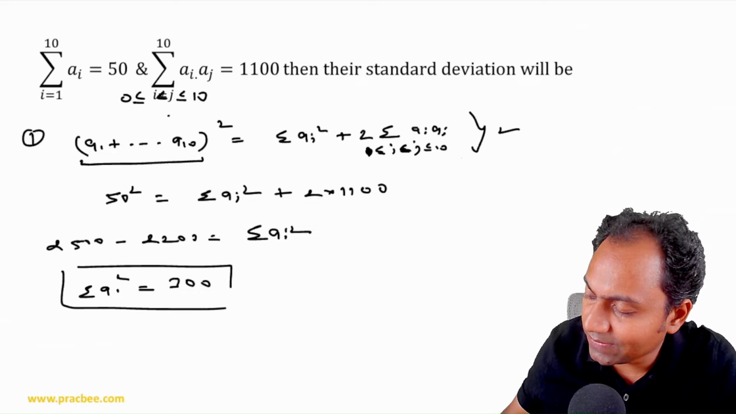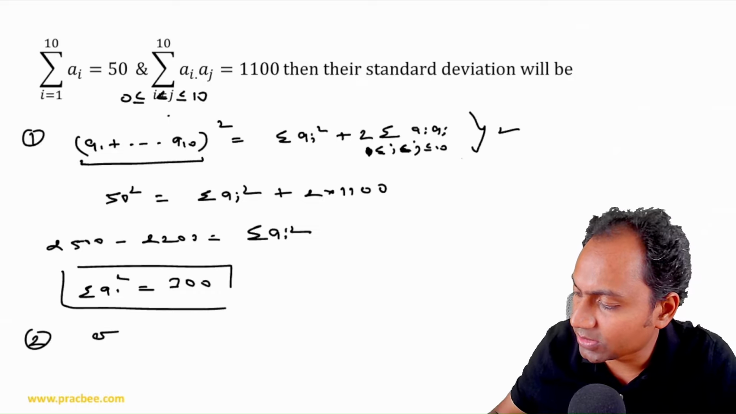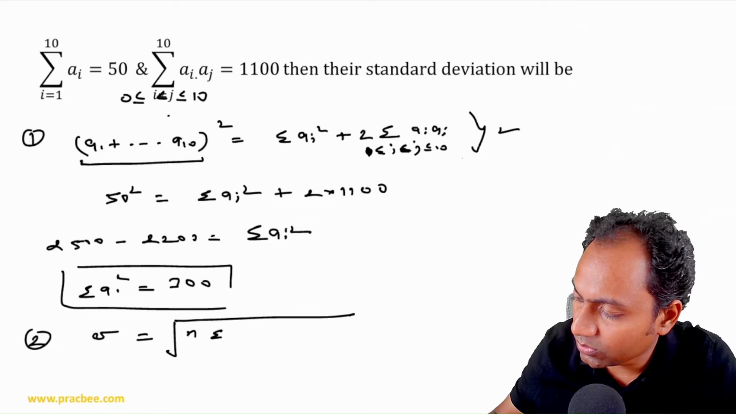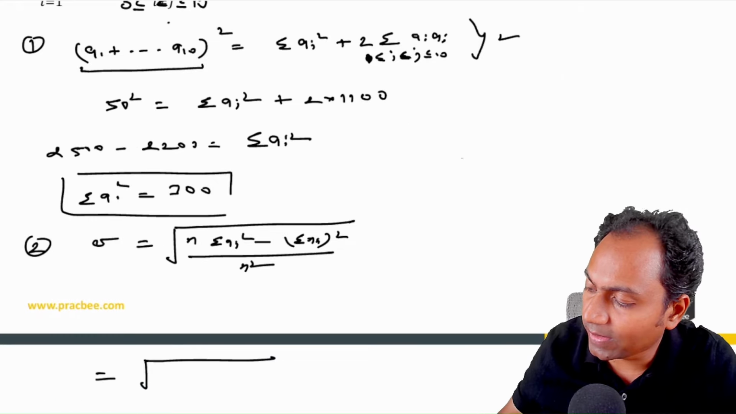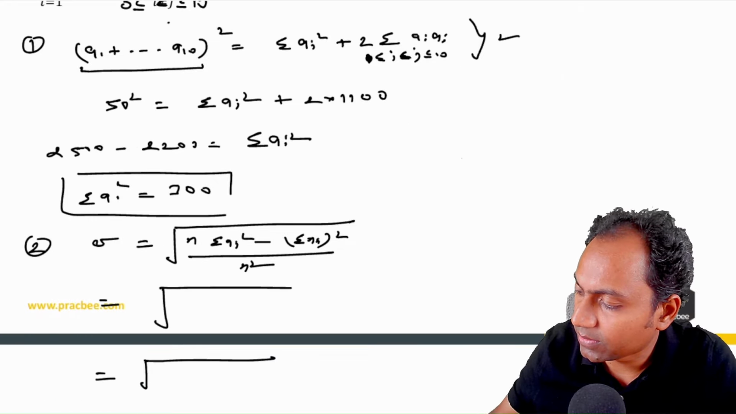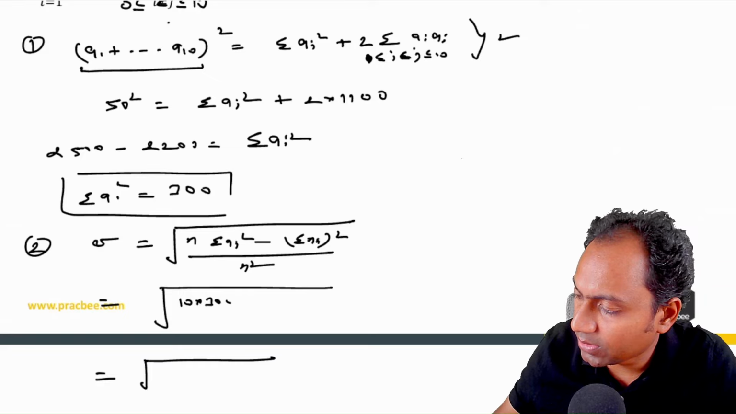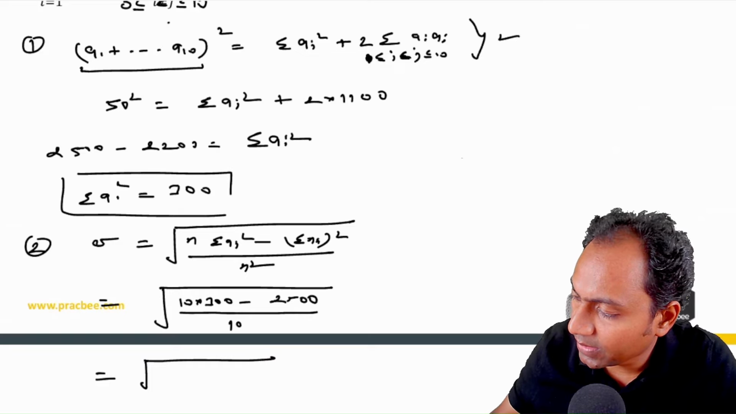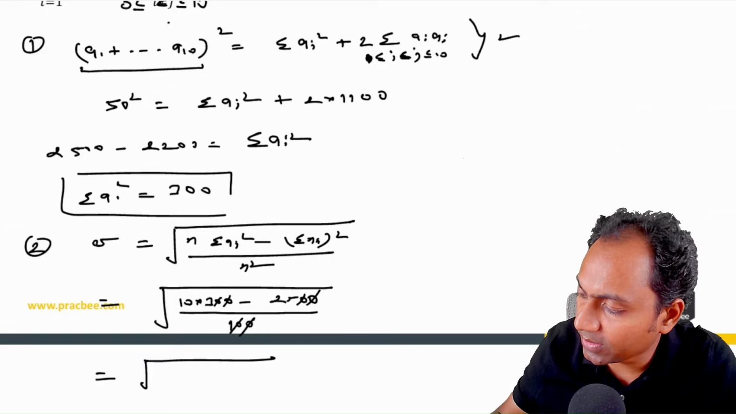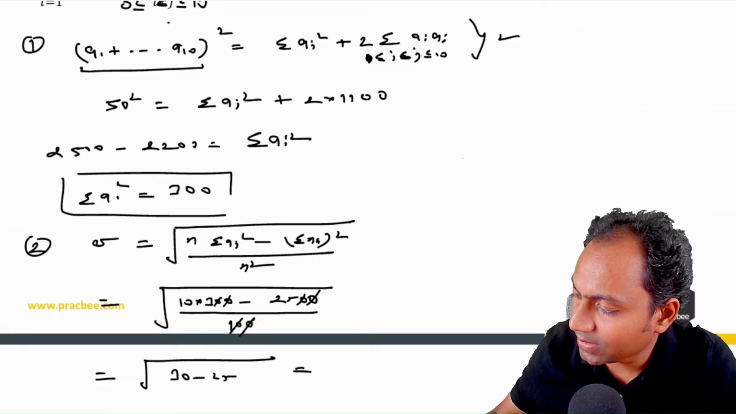Now after that, there is a very simple formula of sigma, because standard deviation is something they want us to find. And that is nothing but the root of n into summation of ai square minus summation of ai whole square, divided by n square. So if I put value in this formula, let us see what do I get. So this is 10 into 300 minus 2500 divided by 100. 100 will get cancelled out, and what we have got is 30 minus 25, and that comes out to be root 5.